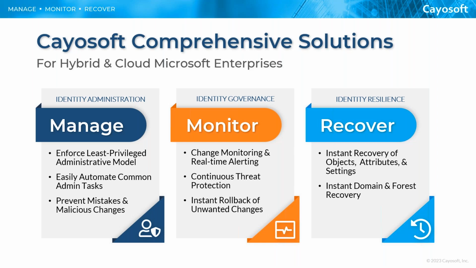And then finally, recovery. Think of this as an insurance policy for when the worst happens. So when your Active Directory goes down, you need to be able to get it back fast, regardless of the scenario. This enables you to reduce the costly impacts caused by AD outages, including employee downtime, lost sales, and even detrimental effects to your company's reputation. So that's just a quick overview of what we do.